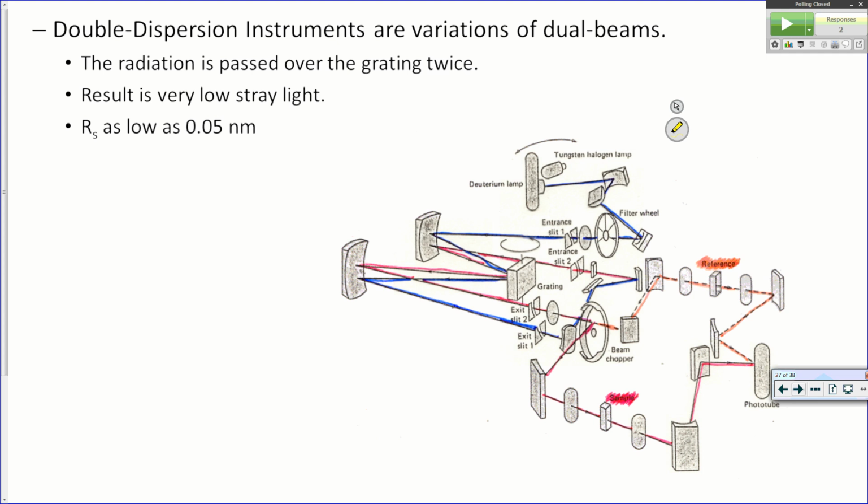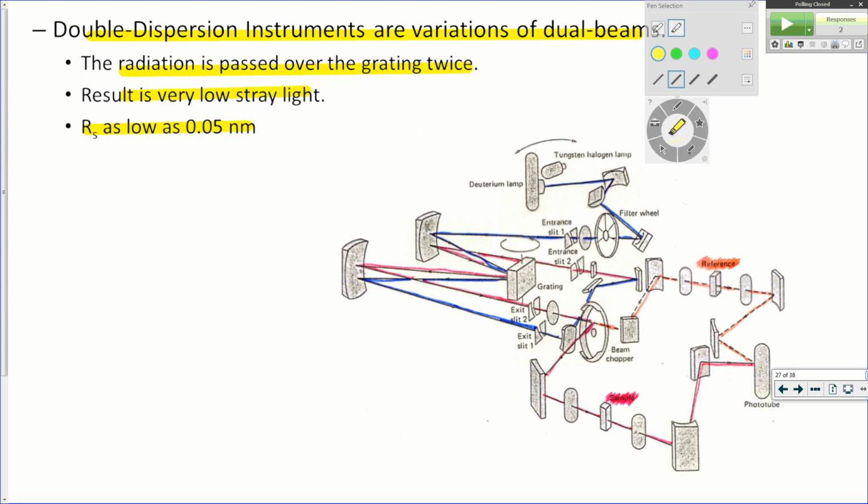Okay. So now in reality, they're a little bit more complex. This is an example of a variation of an instrument, and this is called a double dispersion instrument. This is what the Shimadzu is. What it does is it passes the radiation over the grating twice to try to minimize the amount of stray light. And these are what we're going to find in our highest resolution instruments, something that can go in the hundredth of a nanometer range.